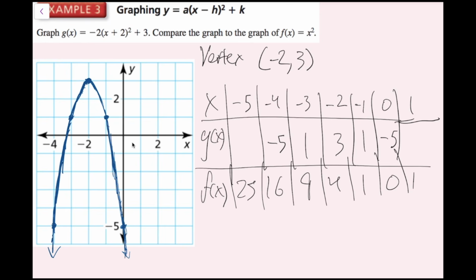So 0, 0 will go right here. Do this in pink. And then 1, 1 goes right there. And then I could do 4 for negative 2, and that will fit over here. So I'll do that right there. And that's all that's going to fit. So I'm going to sketch my parabola.